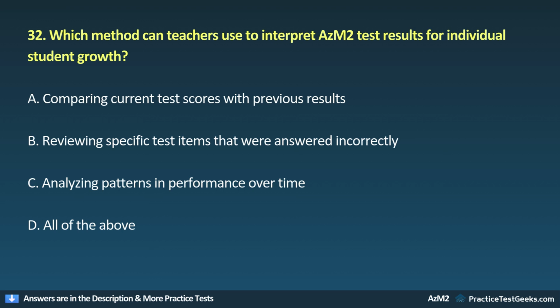32. Which method can teachers use to interpret AzM2 test results for individual student growth? A. Comparing current test scores with previous results. B. Reviewing specific test items that were answered incorrectly. C. Analyzing patterns in performance over time. D. All of the above.